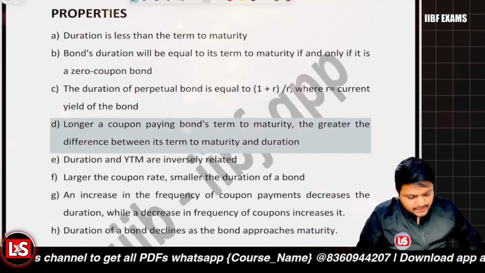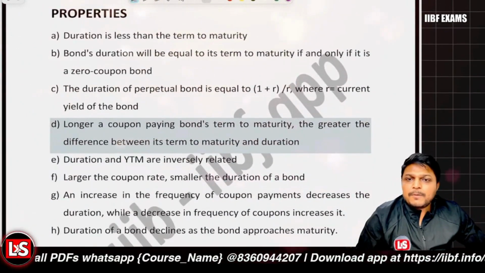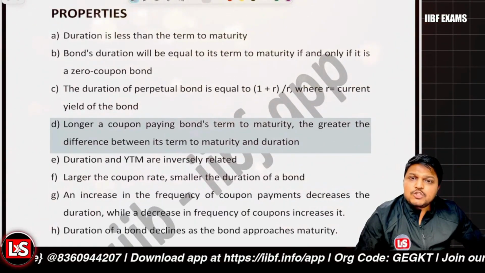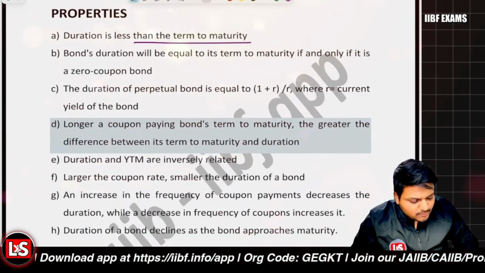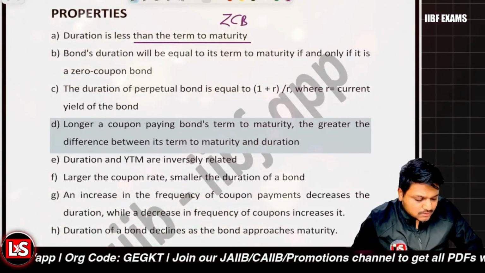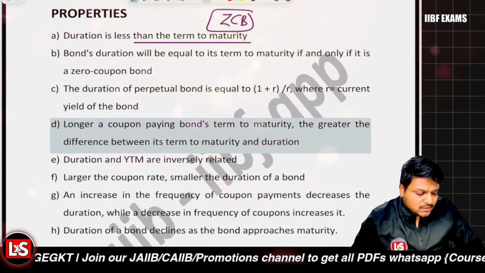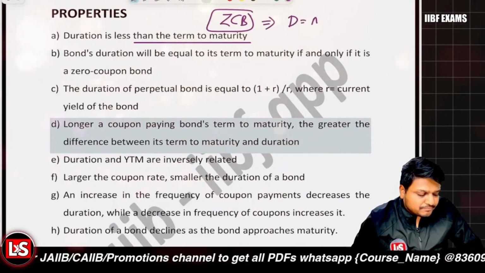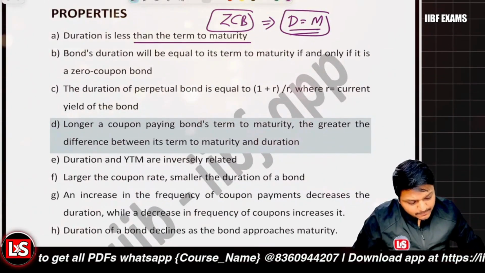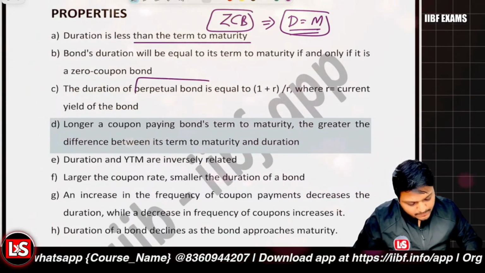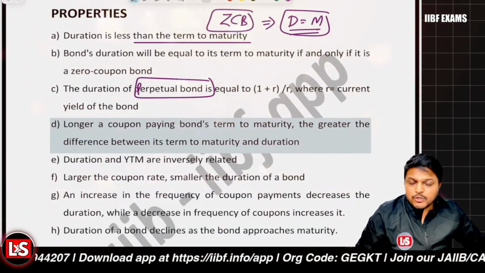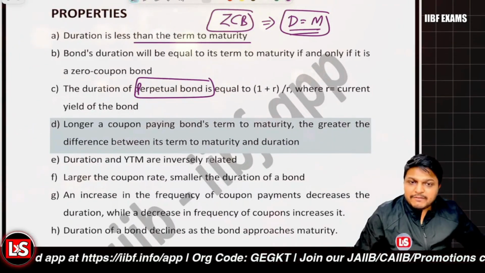Now let's have a look at the properties of duration. Duration is always lesser than the term to maturity of the bond. It is only in a zero coupon bond, where you are not getting any coupons, that the duration is equal to maturity. And perpetual bonds are those bonds which do not have any maturity. You just receive the coupon for a lifetime.